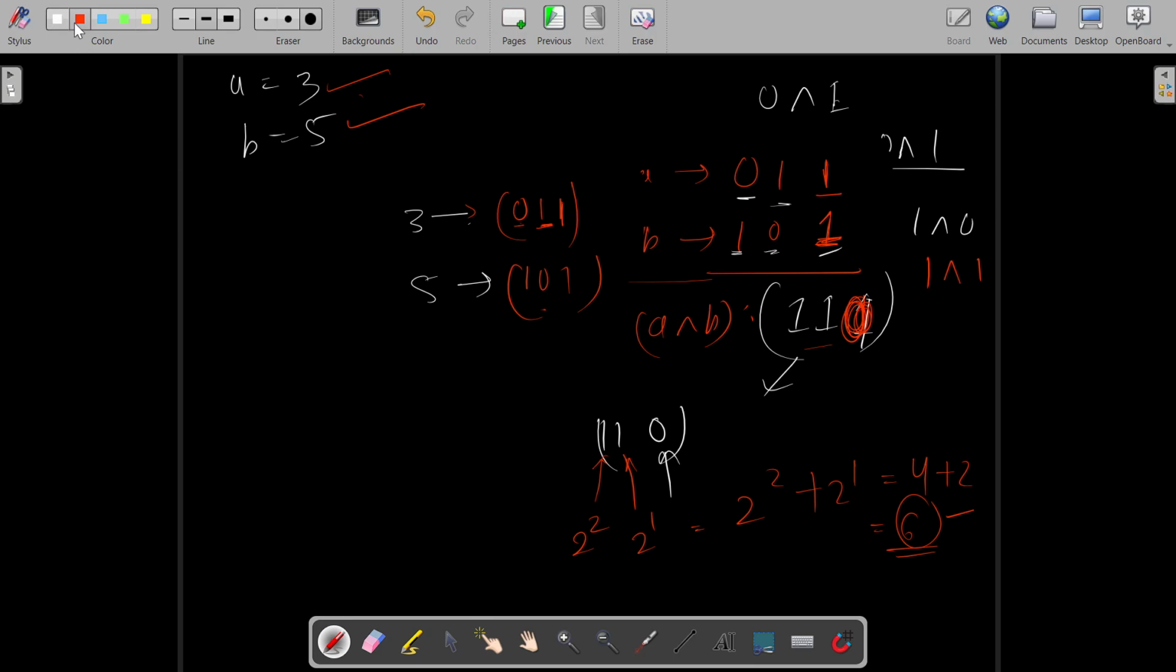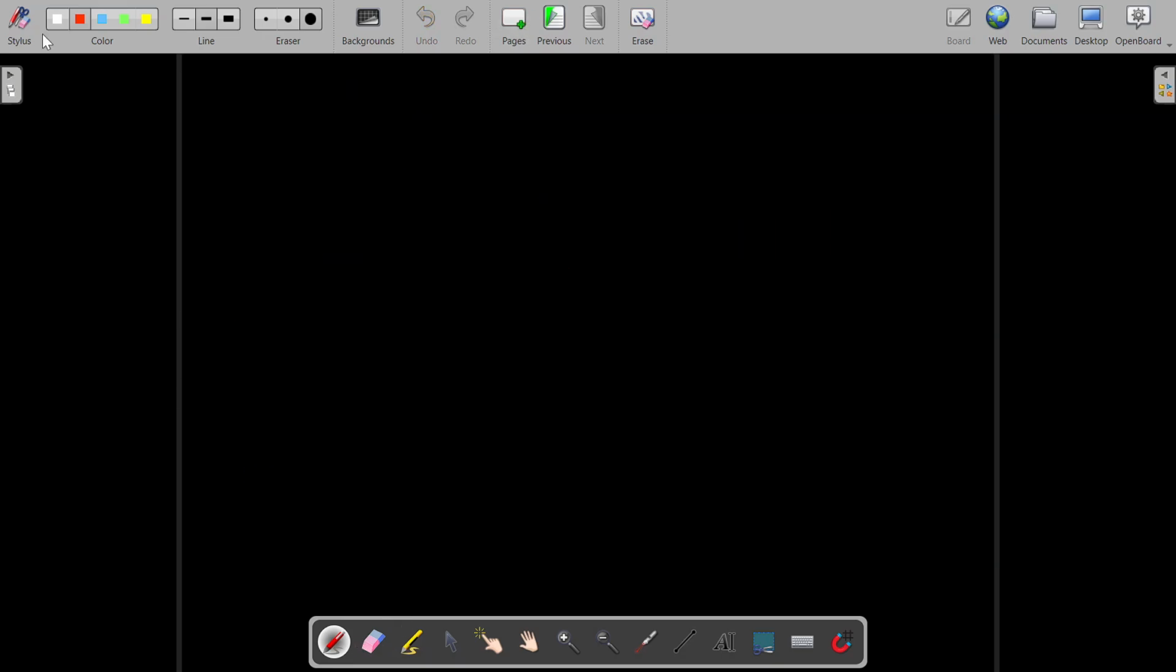We have two more operators. One is the left shift operator. Another one is the right shift operator. Let me add some new pages.